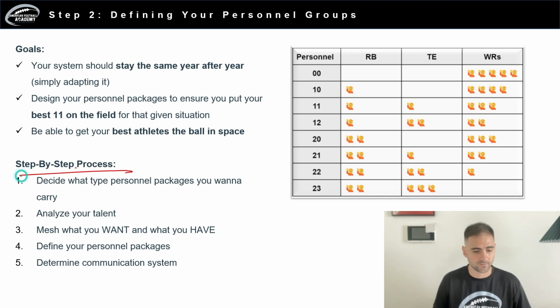All right, now next part, step-by-step process. So first one, we're going to decide on the personnel package that we want to carry. We're going to analyze our talent. We need to mesh what we want with what we have, right? Maybe we want to run 20 personnel, but we don't have 2 stud running backs, okay? Maybe that's just not a good idea. Maybe we want to be real big and heavy and have a double tight end package, but we don't really have that, okay? So that's not something that we would be able to do. So you have to make sure that you always mesh what you want with what you have.